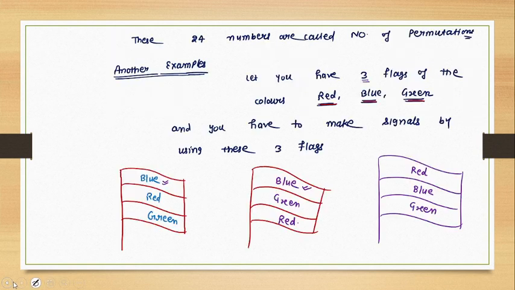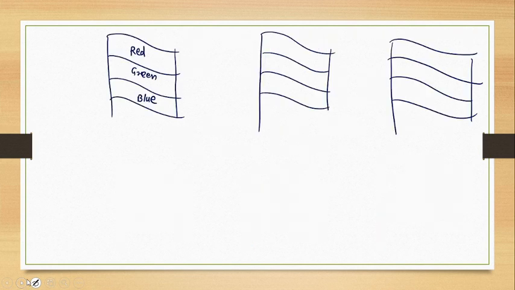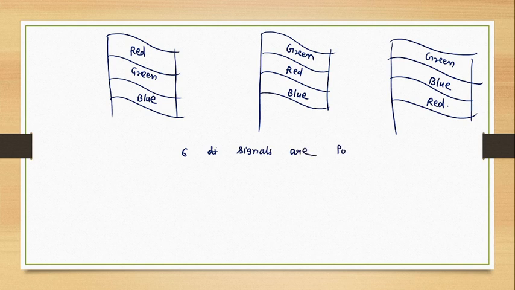In the previous four signals we started with blue and then we started with red. This time we start with green. Write green in the upper portion, then red, then blue, and here blue and red. So just tell me how many signals are possible. You will say 6 signals are possible. So now you must have understood the concept of permutation.